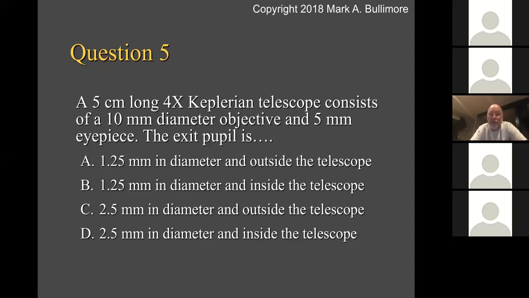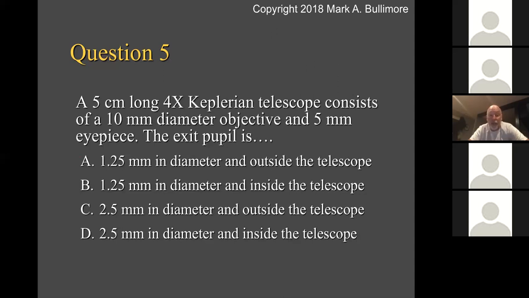All right. Here's another one. A 5 centimeter long 4x Keplerian consists of a 10 millimeter diameter objective and a 5 millimeter eyepiece. The exit pupil is which of these options? Okay. So it's a Keplerian. So before you even start, you can remember that the exit pupil is outside the scope.